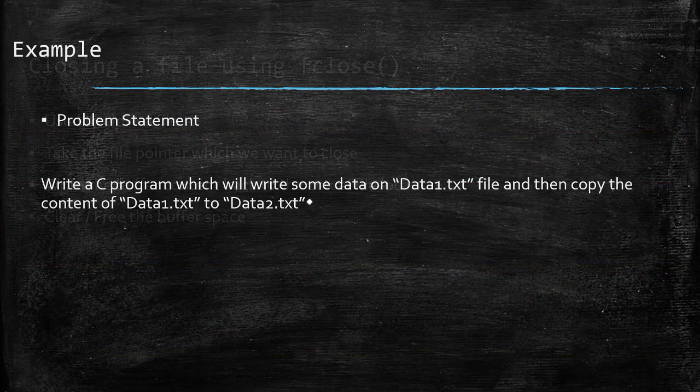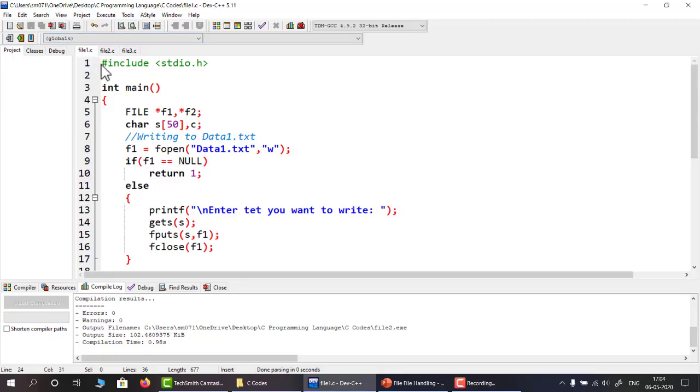So let us understand this scenario with an example. The problem statement is to write a C program which will write some data on the data1.txt file, then copy the content of data1.txt to data2.txt. So here we need to work with two files.